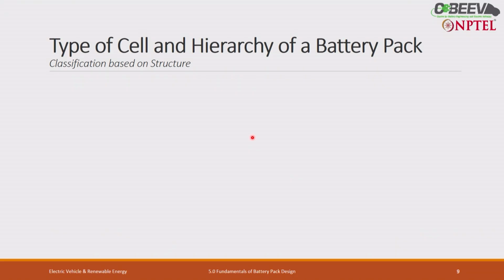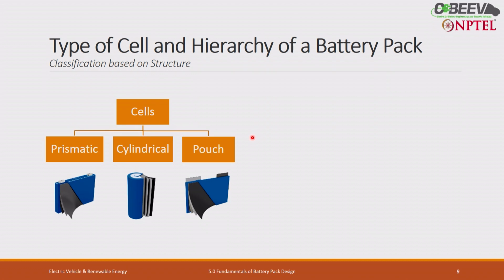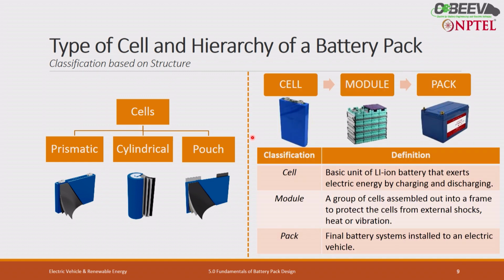What are the types of cells which you have already studied in the past chapters? Again, just for understanding, there are 3 different types of cells we use: prismatic, cylindrical and pouch. So, in any lithium ion battery pack, you see only these 3 form factors available. Either it could be a prismatic, or a cylindrical, or a pouch cell.